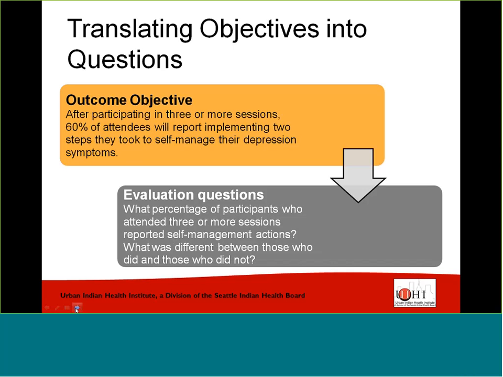From this outcome, we might get the following outcome evaluation questions. What percentage of participants who attended 3 or more sessions reported self-management actions? What was different between those who did and those who did not? Just like objectives, each question should only address one component and must be answerable. Remember, questions that can be answered with a yes or no will not give us a complete picture of the events and outcomes. So we want to develop a comprehensive list of the questions we could ask, then take time to review and organize the questions.